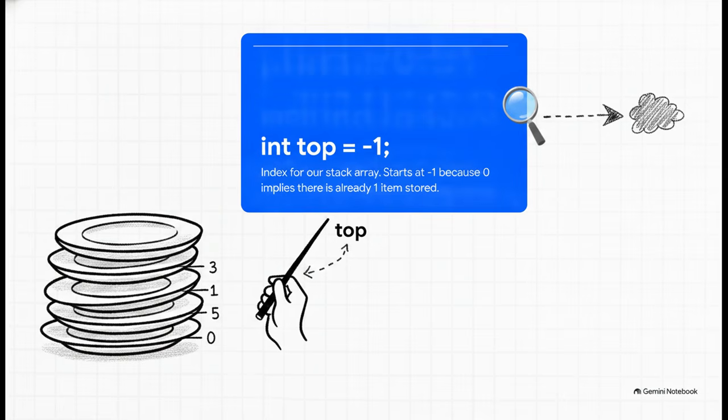Well, remember that in C, array indexing always starts at 0. So if top was 0, the program would think there's already an item sitting in that very first slot of our stack. By starting at -1, we perfectly represent a completely empty stack. It's exactly like a physical stack of plates in a cafeteria. That variable top is our trusted pointer, telling us precisely where the highest plate currently sits.